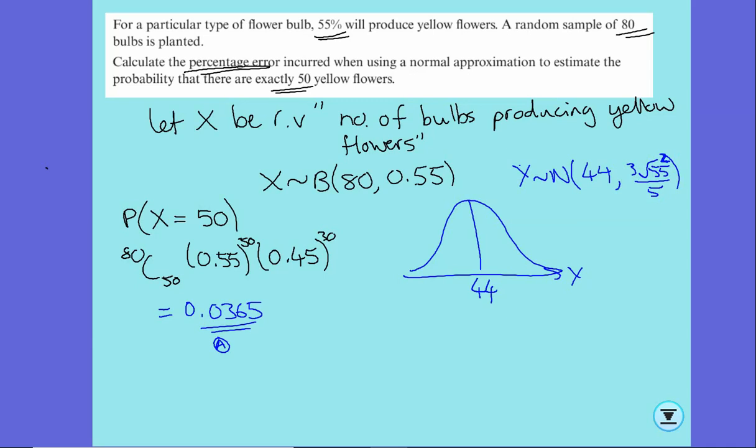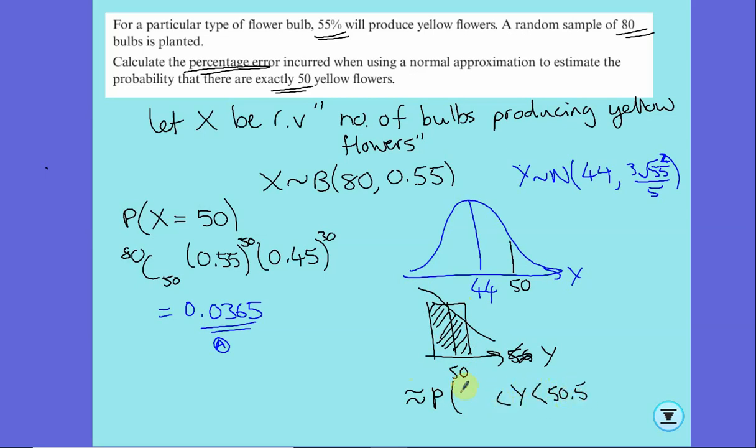Right, so we want exactly 50. So 50, y, 50, imaginary box. The line's coming through this way, but we want just this one point, so we want the box, so we take both sides of the box. So it's approximately equal to the probability of up to 50.5 and more than 49.5.